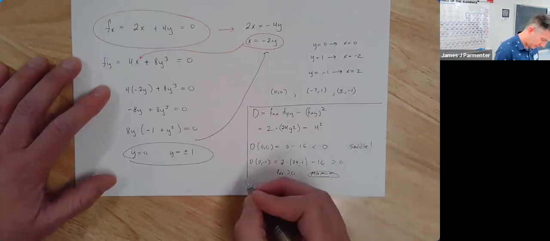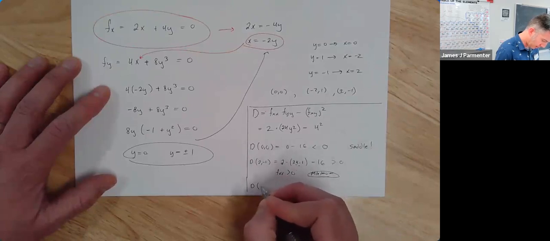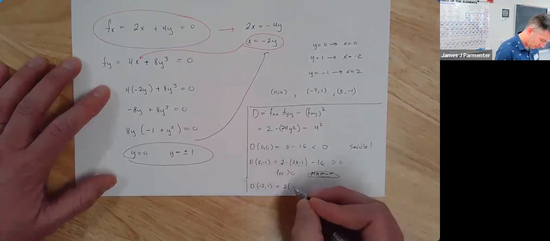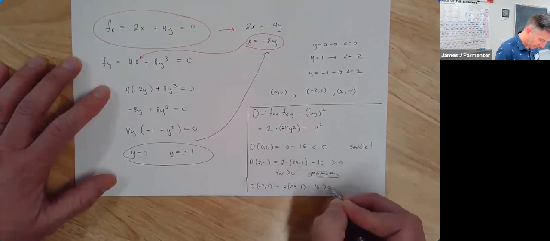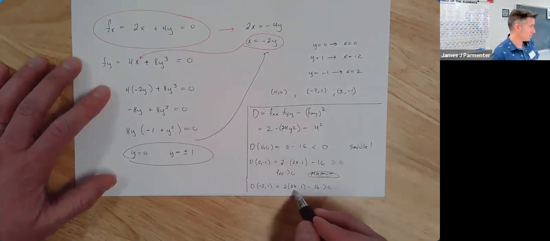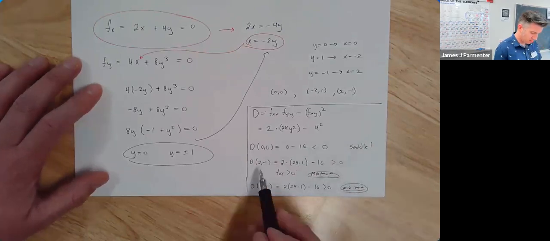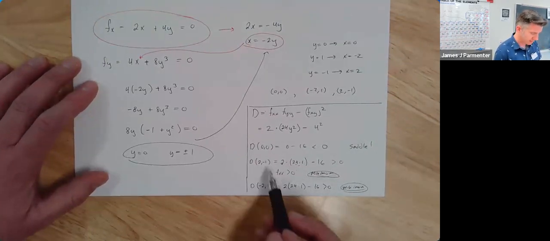And then lastly, we plug in (-2, 1). We're going to get 2 times 24 times 1 squared minus 16 again, still positive. And my second partials are still both positive as well. So we get another minimum. We have a minimum at (2, -1), a minimum at (-2, 1), and a saddle at (0, 0).